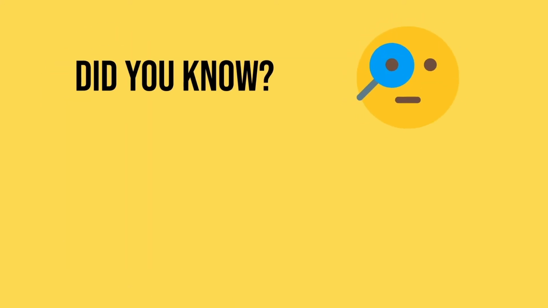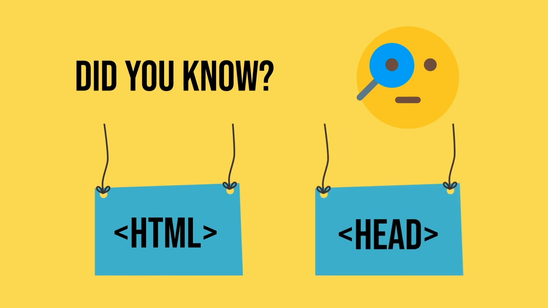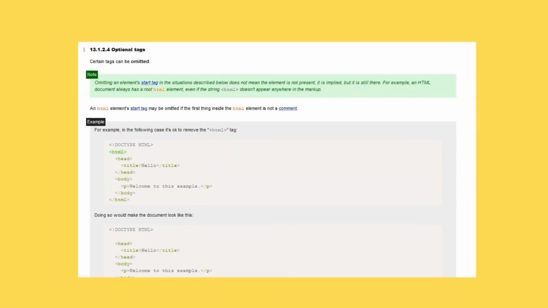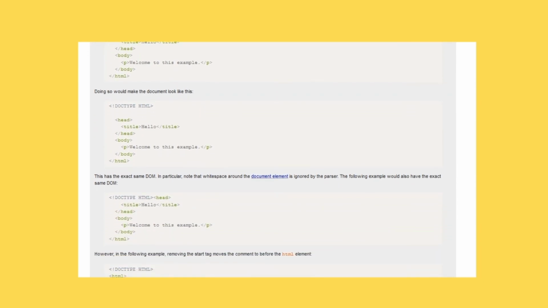Did you know that an HTML element's end tag may be omitted if the element is not immediately followed by a comment? A head element start tag may be omitted if the element is empty, or if the first thing inside the head element is an element. Yep, there are weird rules like that, but they are actually part of the official spec. You can find specs about the tags that can be omitted on html.spec.whatwg.org.